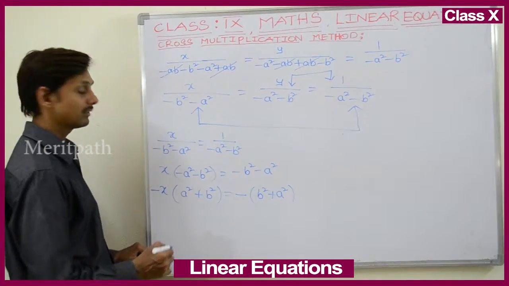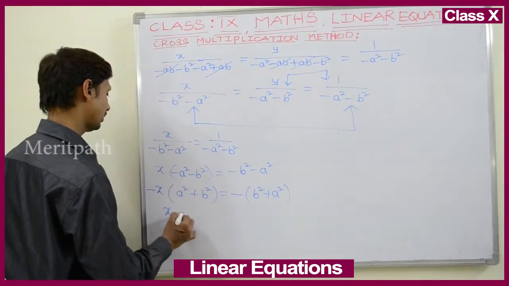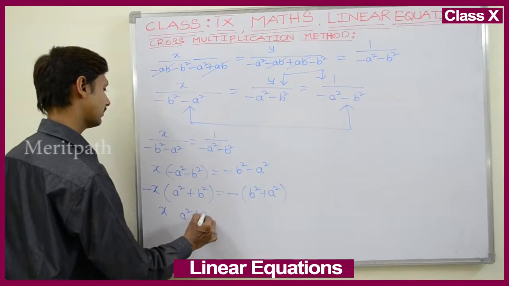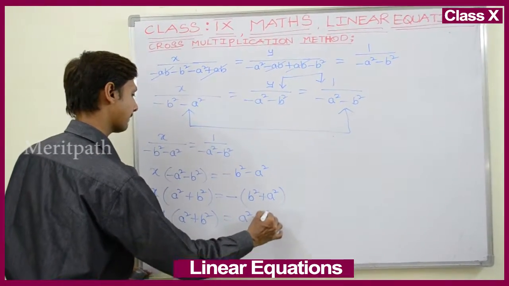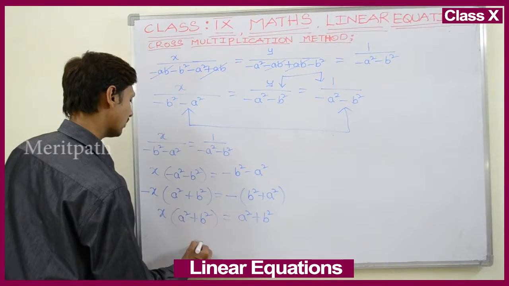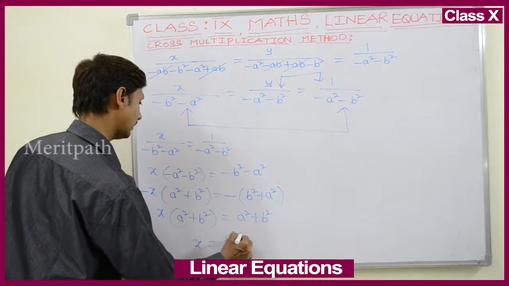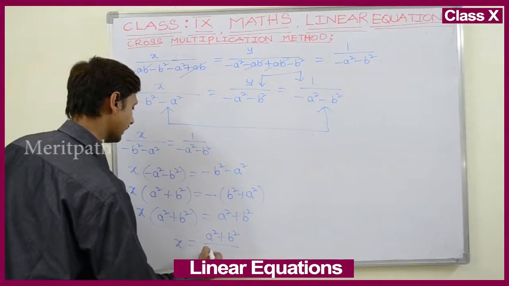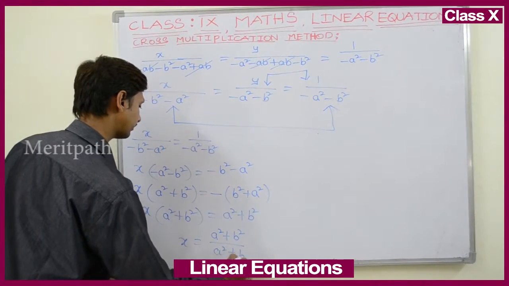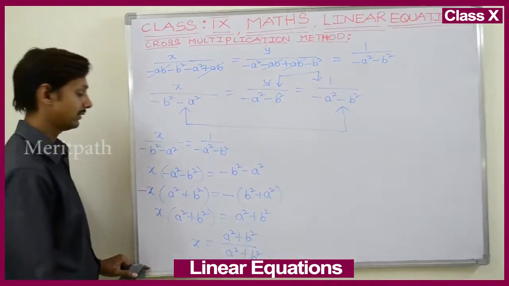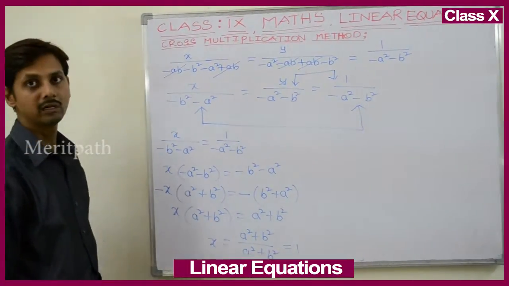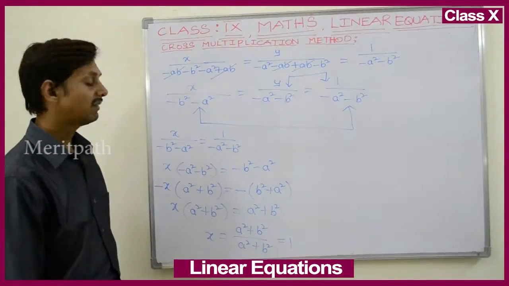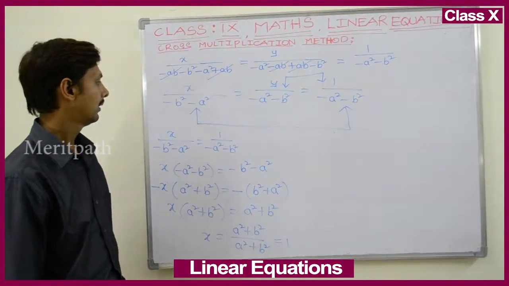When we cancel minus on both sides, it becomes x into (a square plus b square) equals a square plus b square. The value of x is equal to a square plus b square divided by a square plus b square. When we cancel this, we get the answer 1 because these both are the same values. So the value of x is 1.